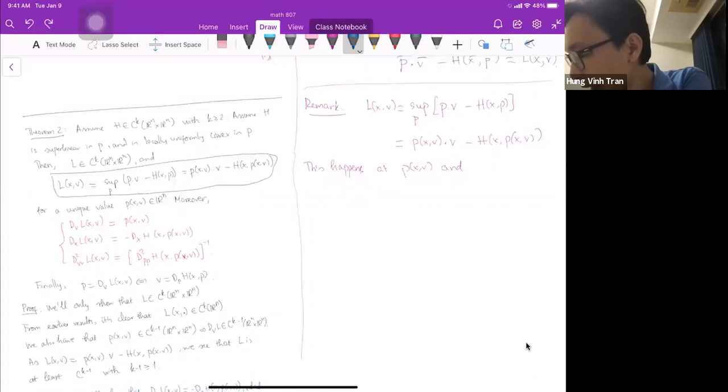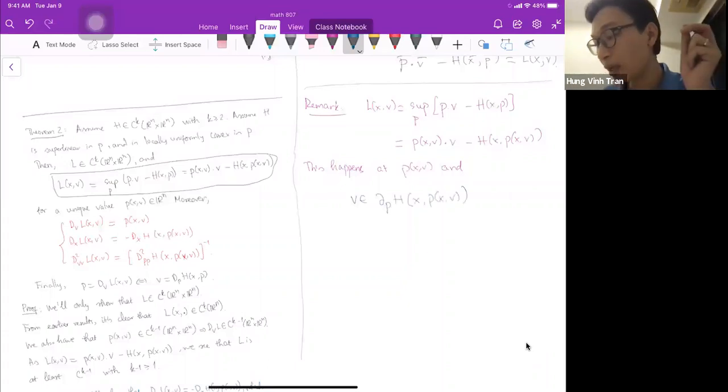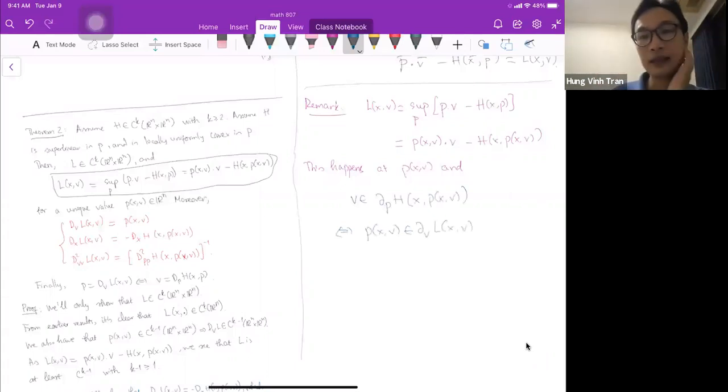This happened at a point at which V is in the subdifferential in P of H at (X, P, X, V), right? Because you are trying to minimize the things, and this happens only when V is in the subdifferential of H in P at (X, P(X,V)). This is also equivalent to the fact that P(X,V) is in the subdifferential in V of L at (X, V), right? That's the thing. Okay.